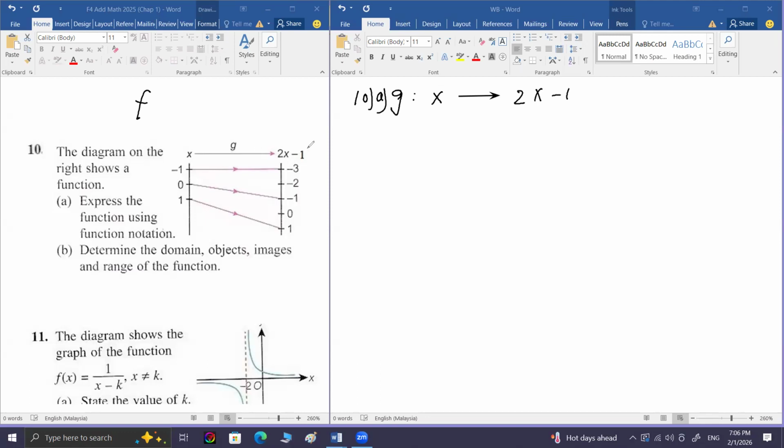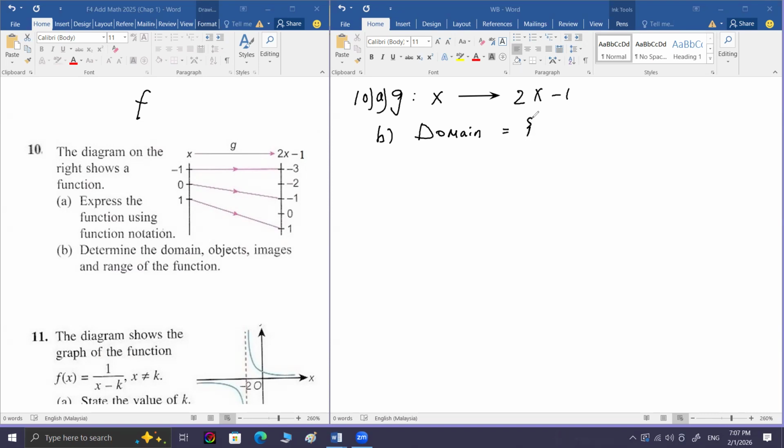Now let's see the relation here. Then after that, determine domain. As I say, what is the domain? -1, 0, 1. Objects. Know how to write the objects? This one is domain. Sorry, I should write like this. So you tell the domain. I see whether you still remember or not. This one I leave it to you.